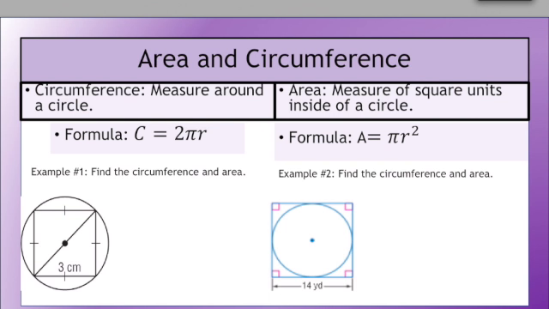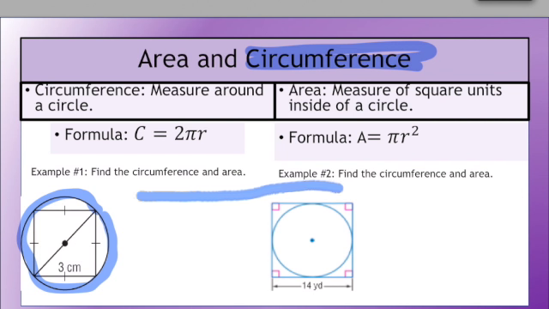So I wanted to quickly review 2 common concepts that we apply to circles. They're known as the area and the circumference. Let's first go over the circumference. The circumference of a circle is just going to be the measure around a circle. Basically, imagine if I wrapped a piece of string all around the circle, and then I took that piece of string and laid it out. Whatever that measurement would be, that's the circumference.